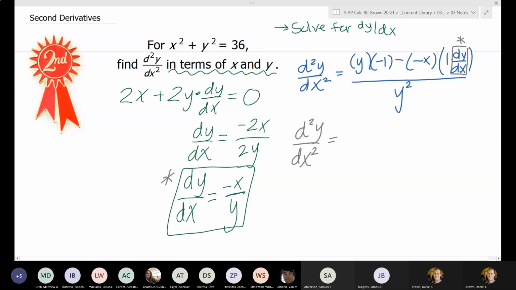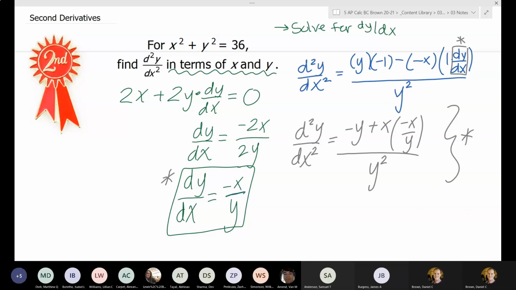the second derivative, I'm going to clean it up a little bit as I write it, but we have negative y plus x. What is dy dx? That's x over y, all over y squared. That final answer does answer the question that is being asked. It's not simplified all the way, but that would answer the question if that's what you were asked to do. That is the second derivative in terms of x and y.